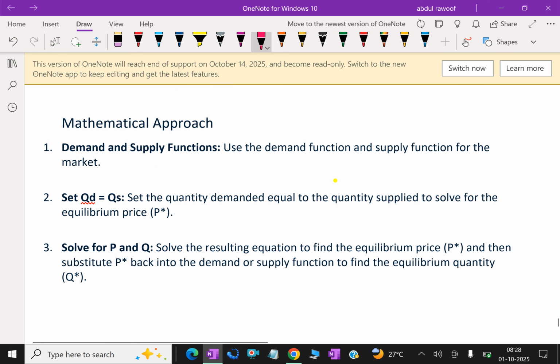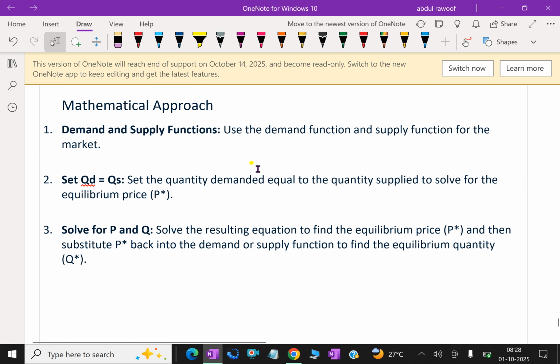Mathematical approach. Demand and supply functions. Use the demand function and supply function for the market. Set QD equal to QS. Set the quantity demanded equal to the quantity supplied to solve for the equilibrium price. Solve for P and Q. Solve the resulting equation to find the equilibrium price and then substitute P back into the demand or supply functions to find the equilibrium quantity.